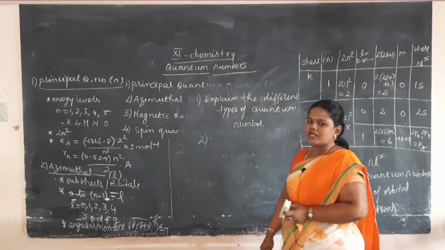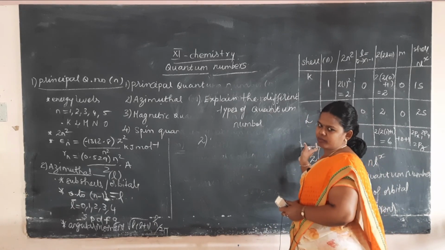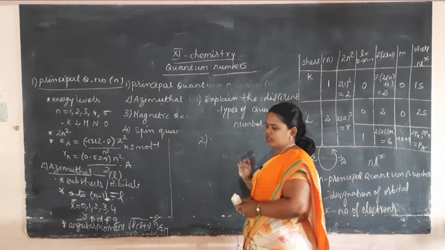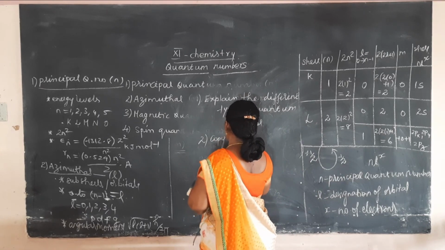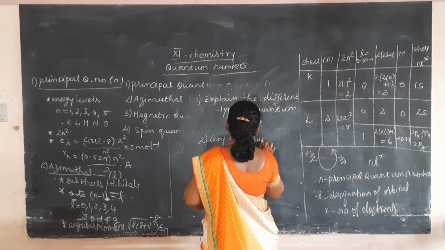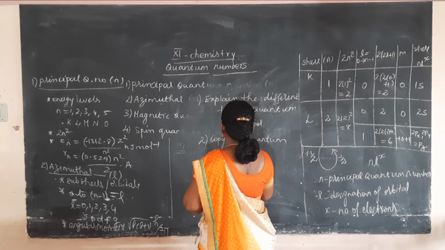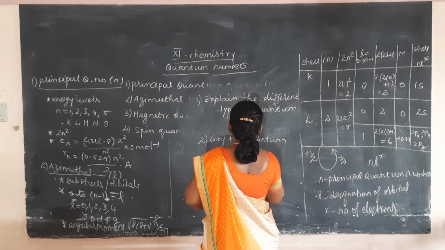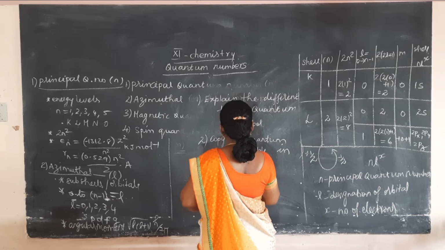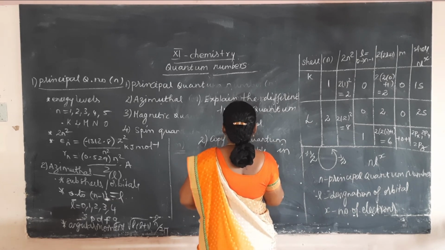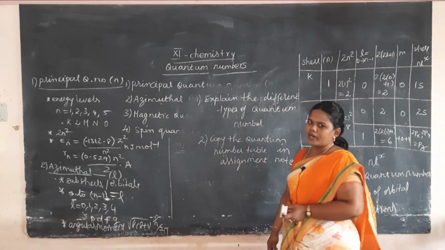Then second is you copy the table. Copy the quantum number table in your note. Understand and copy. Okay, copy the quantum number table in the assignment note. Okay, so this is your assignment. You have 2 assignments, that is explain the different types of quantum number, then copy the quantum number table in the assignment note.